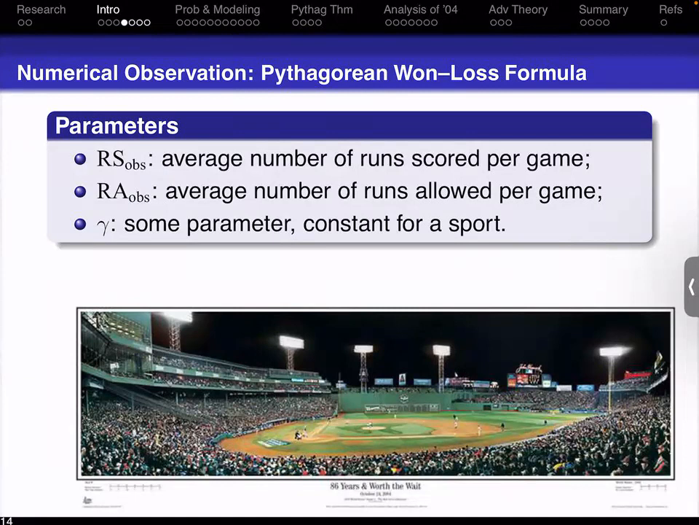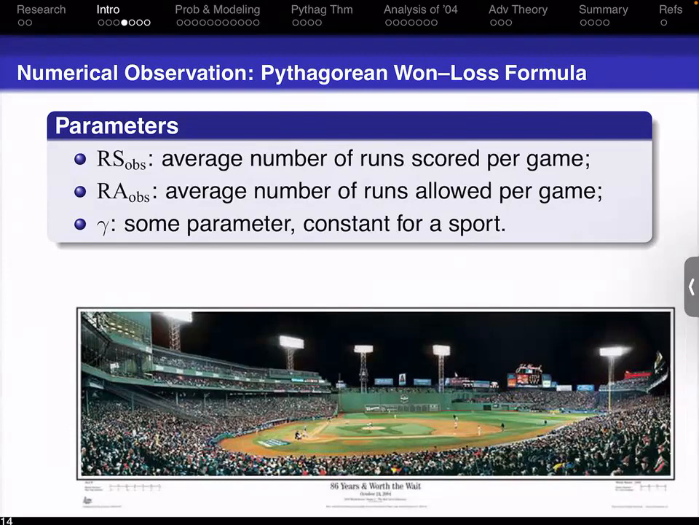okay? Anyways, so the Pythagorean formula was originally a numerical observation, and it involved three pieces of information. This is nice. This is not that much that we have to collect. We need to know, on average, how many runs does a team score per game? On average, how many runs does a team allow per game? And then there's some value, gamma, a parameter, and different values will come for different sports. Football will have one, basketball another. And if you think about it, the scoring environment is very different in these sports. Football and basketball are much higher scoring than baseball.